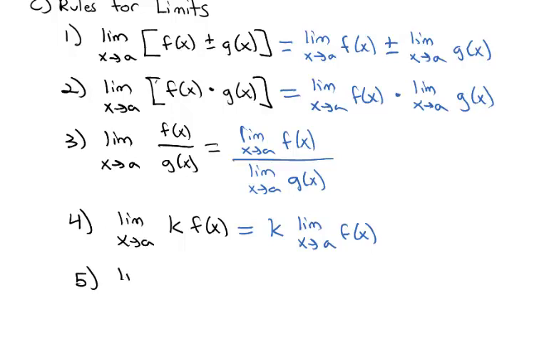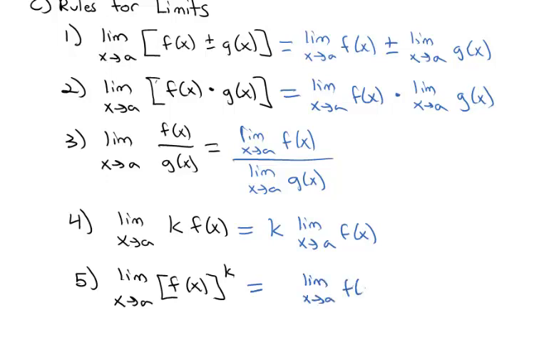One last rule: we'll take the limit as x goes to a of f of x, and then we're going to raise the whole thing to some constant power. Again, there's not much order to a limit. Sometimes it's convenient to first take the limit as x goes to a of the function, and then take the answer to some exponential power.